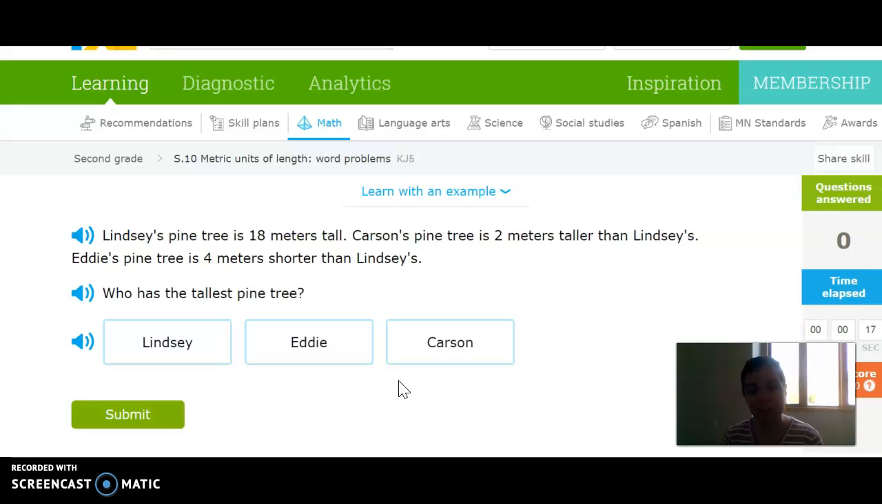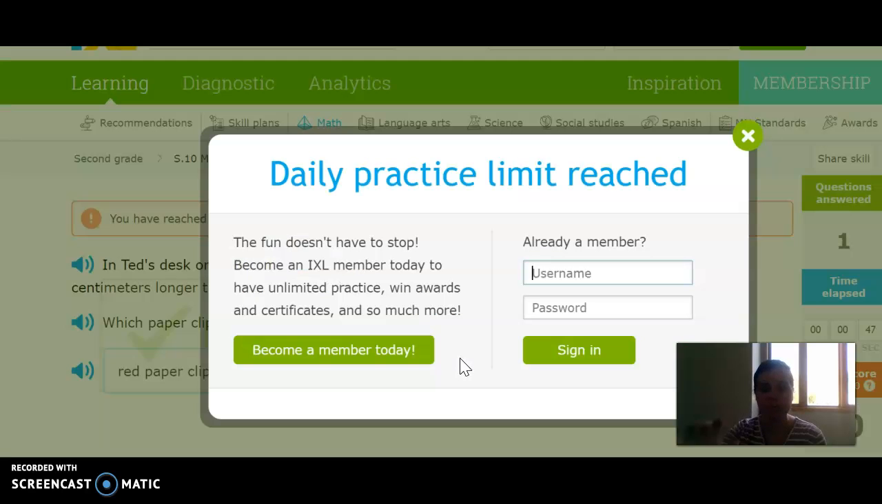So for this one, I would get a piece of paper and a pencil out to solve. You have to break it down. If Lindsay's pine tree is 18 meters tall and Carson's pine tree is 2 meters taller than Lindsay's, then Carson's would be 20 meters tall. I'm going to write that down, 20 meters. Eddie's pine tree is 4 meters shorter than Lindsay's, so his would be 18 minus 4 is 14. Who has the tallest pine tree? Carson does, because his is 20 meters tall.